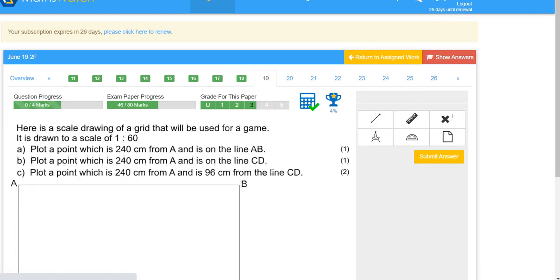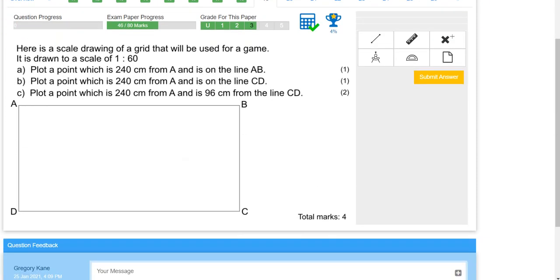Question 19. So we want to plot these points on a scale of 1 to 60. So we're going to use these MathsWatch tools. So first of all, it's a scale of 1 to 60. If it's 240 centimeters, then on this, it's going to be 240 divided by 60. And that's going to be 4 centimeters on my map.